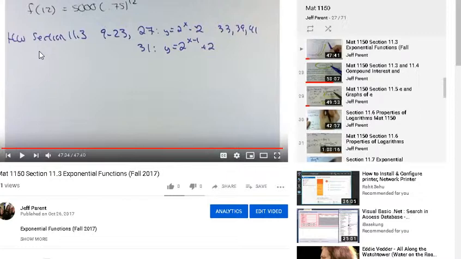Let's start by drawing our new horizontal asymptote. The horizontal asymptote, at least the old one, was at y equals 0. Where's the new one? At y equals 1. So that's your new horizontal asymptote.